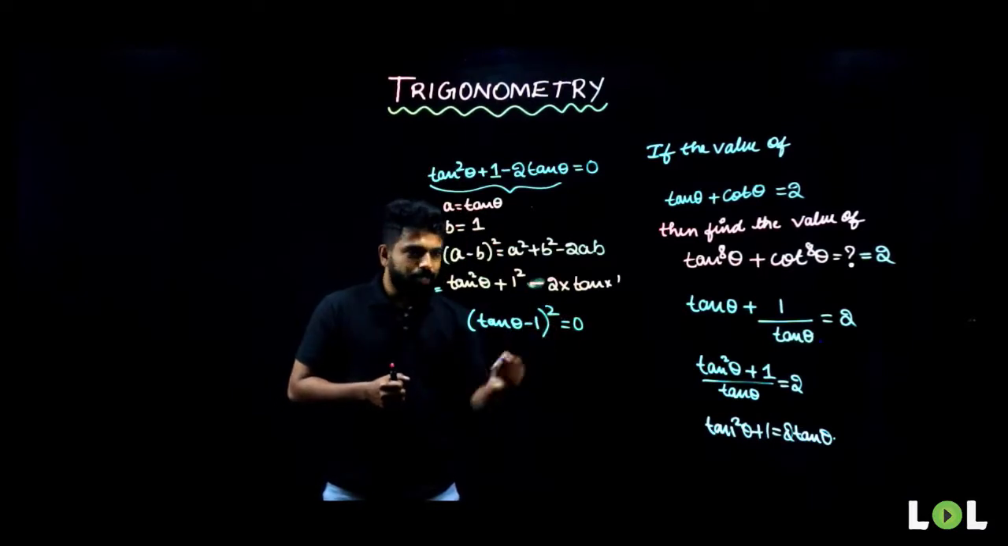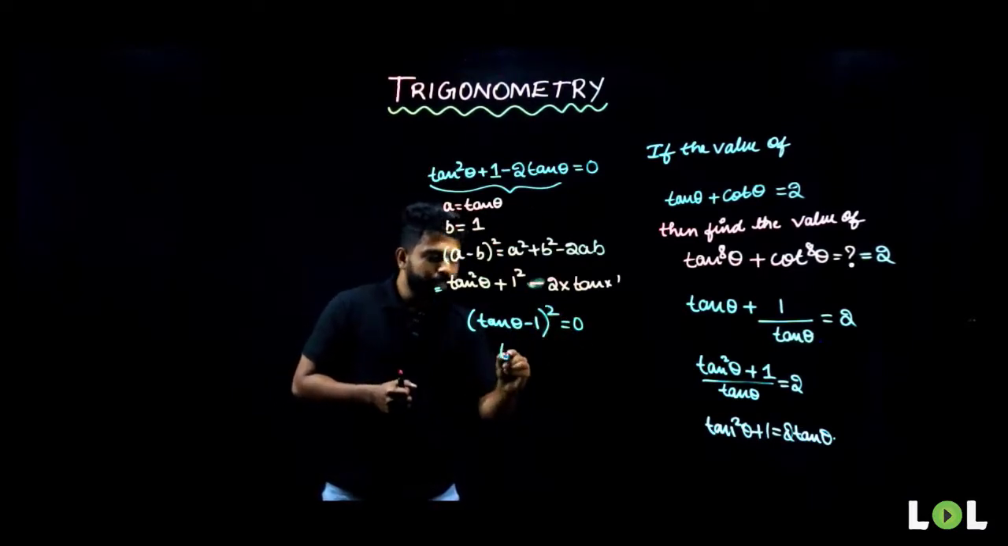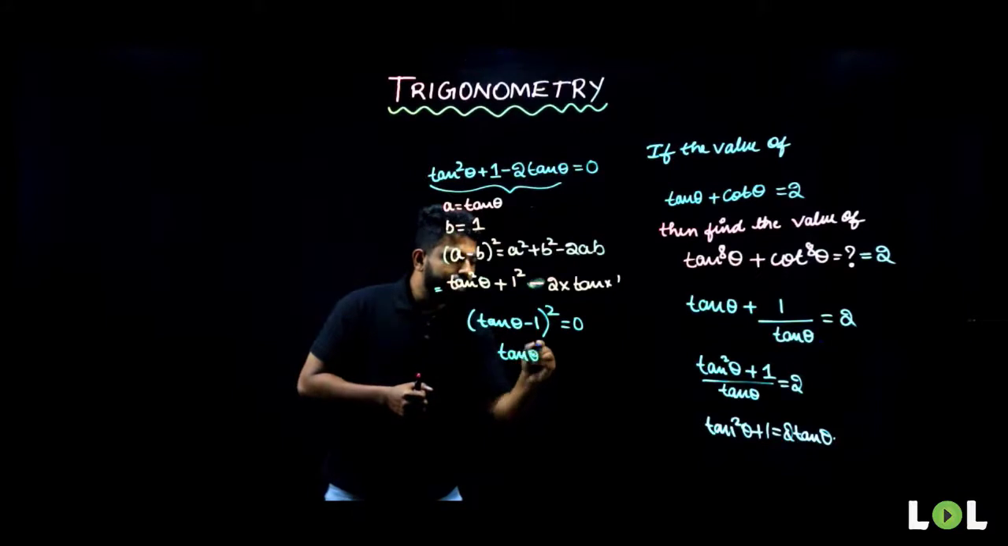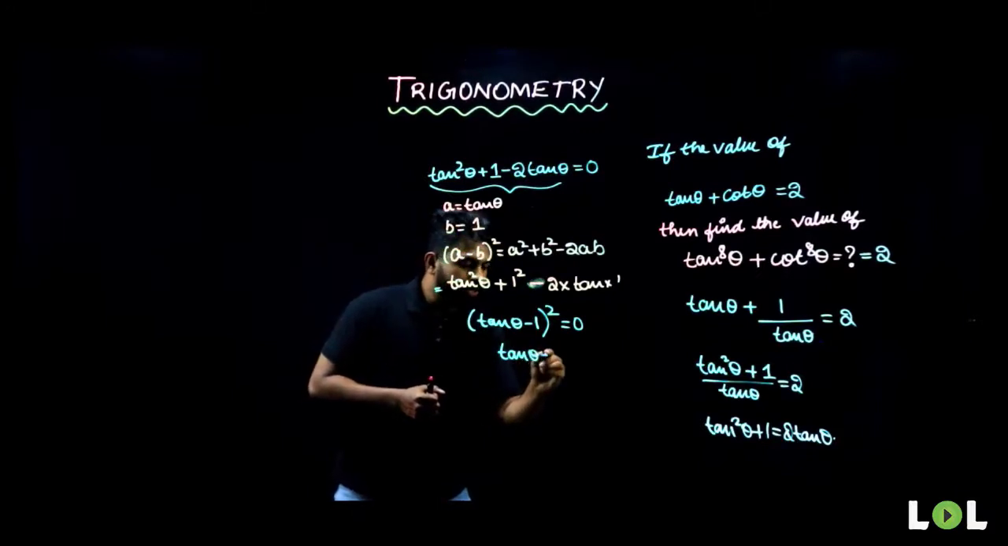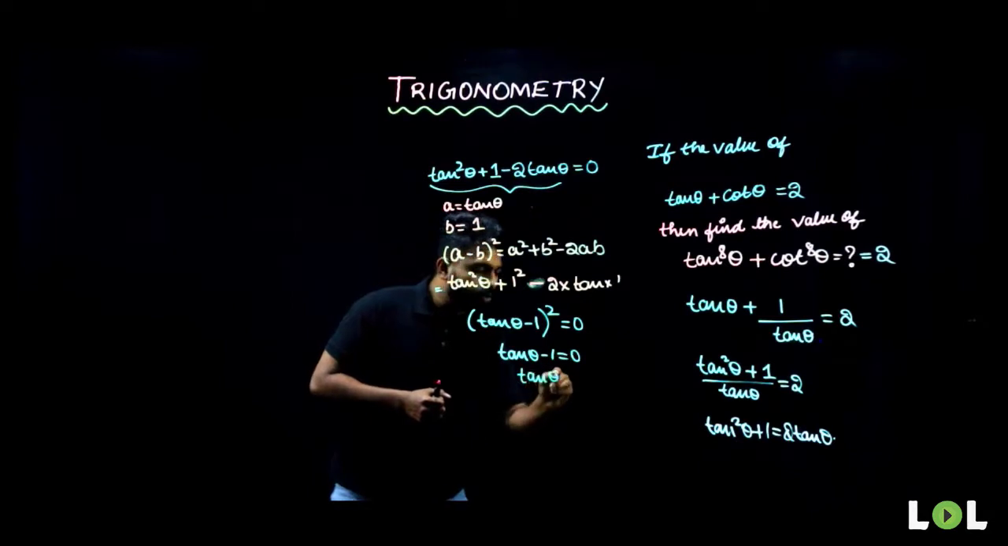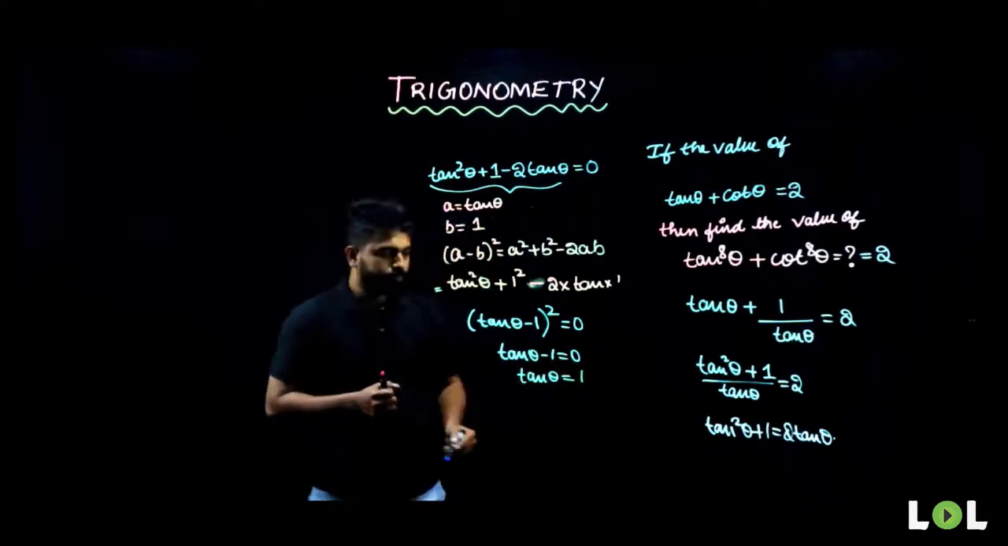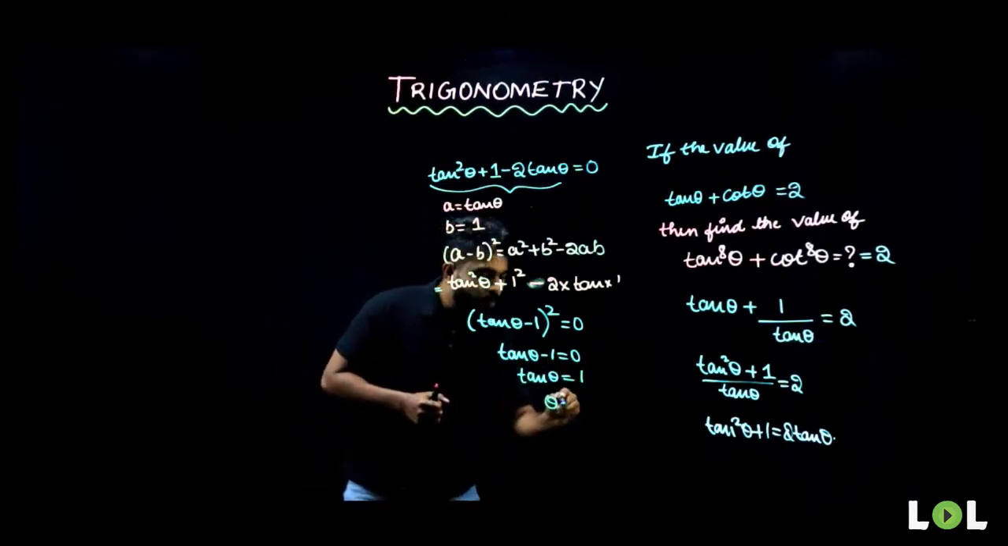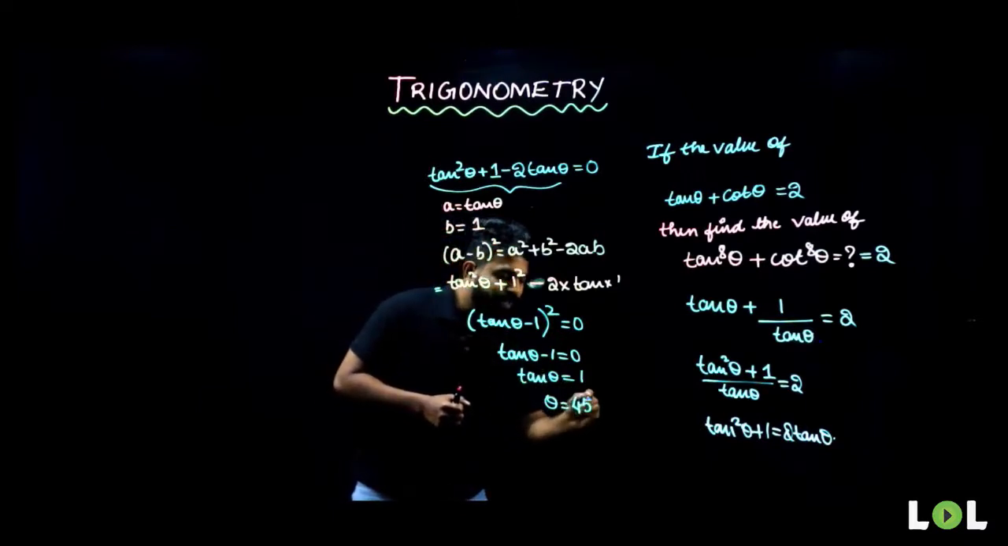Now taking square roots on both the sides, what will I be left out with? Tan theta minus 1 will be equal to 0. So tan theta will be equal to 1. So what is the value of theta? Value of theta will be tan inverse of 1. That is nothing but 45 degrees.